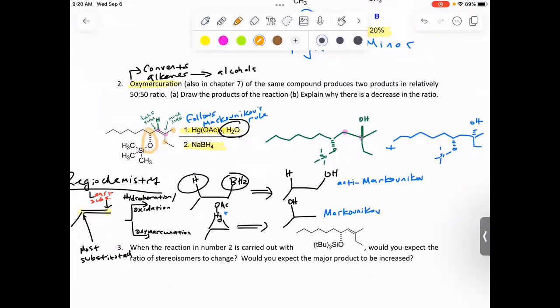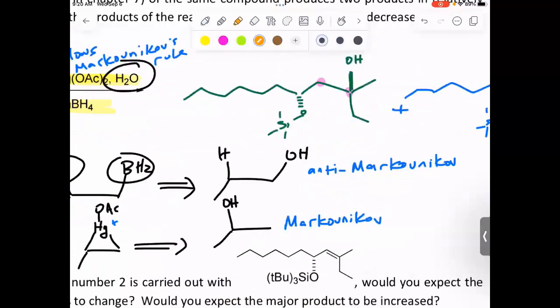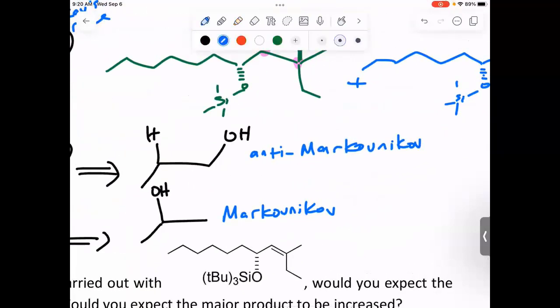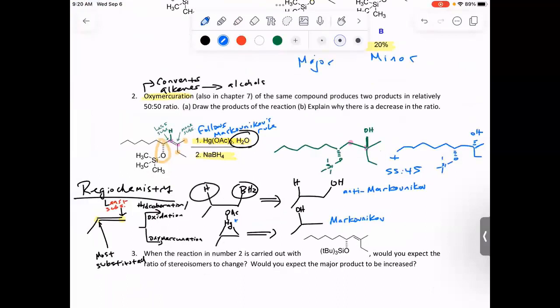All right, so now somebody read the question. And let's say for the sake of argument that the ratio is 55 to 45, because I don't want to say 50-50, since there is some influence, but it's not a lot. So let's say the ratio is 55 to 45 for the two products. All right. We've done A already. We've drawn the products.